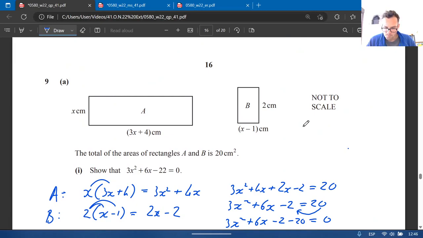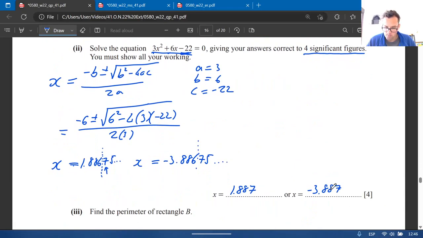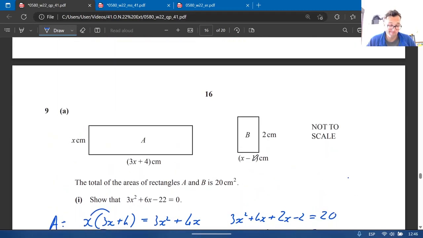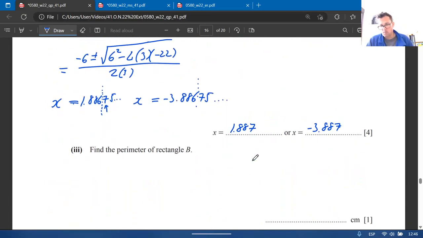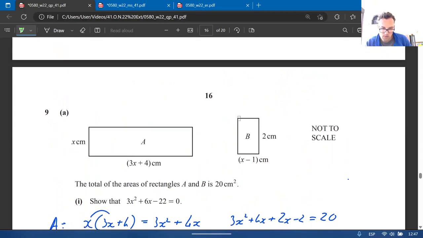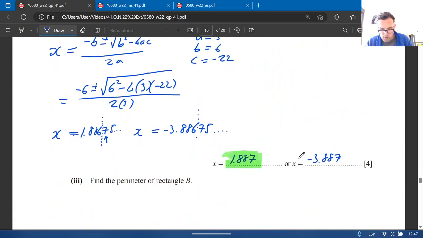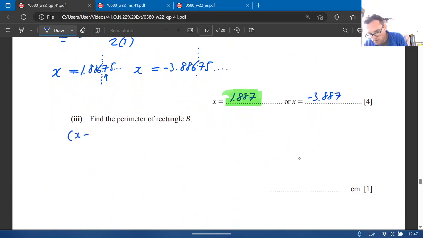Find the perimeter of rectangle B. Well, we now know what x could be. Could that perimeter be negative? I've never seen a rectangle with a negative perimeter. Maybe in another dimension. So I assume we're going to use the positive answer here. Okay. So what we need to do is substitute that x into the x there. Meaning the width would be, instead of x minus 1, 1.887 minus 1, which would be 0.887.